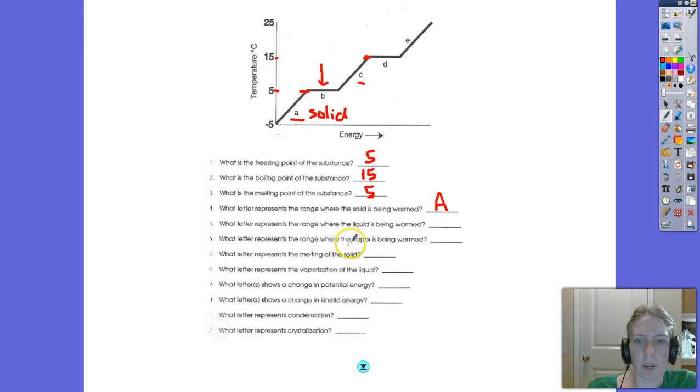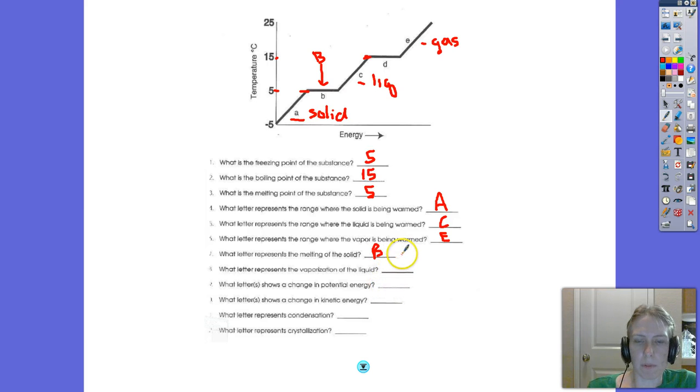What letter represents the range where the liquid is being warmed? Here's our liquid, and that range is going to be C. And what represents the range where the vapor is being warmed? Well, here we have our gas phase, so that would be E. What letter represents the melting of a solid? So once again, it's going to be happening here at B. That's our melting and our freezing.